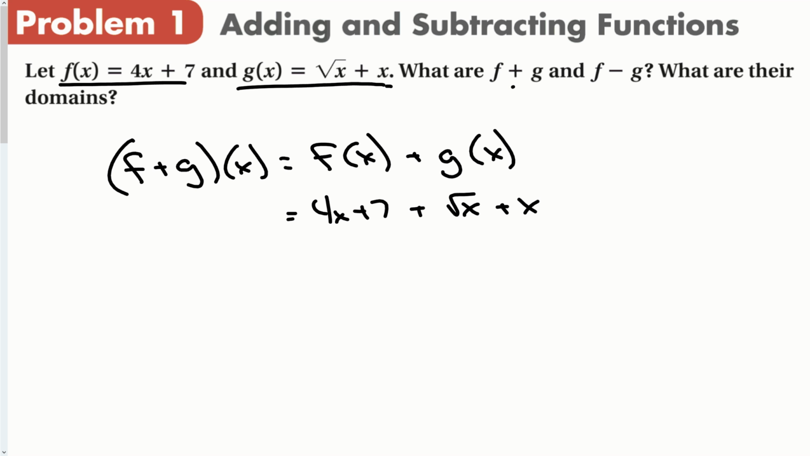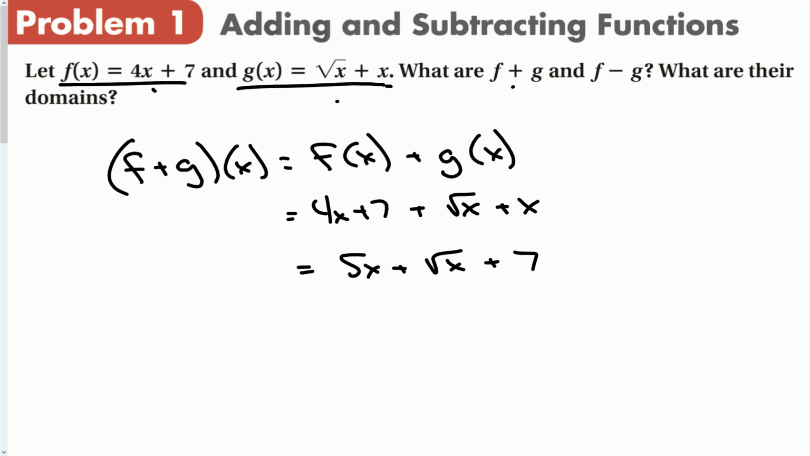And now I just add the like terms, right? The x's can go together. That gives me 5x plus the square root of x plus 7. Right? Write them in order there. Okay. So nothing terribly fancy here. Okay. The domain of this function is everything that was in here and also in here.